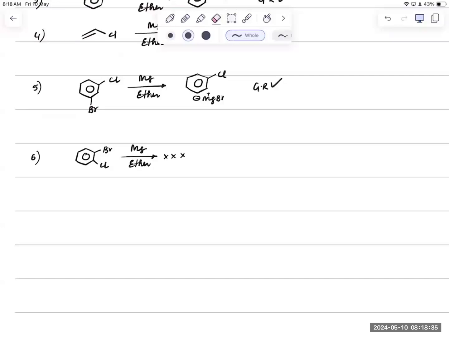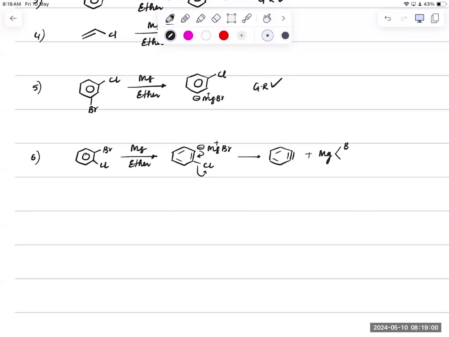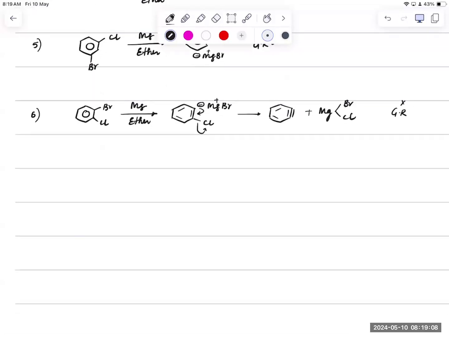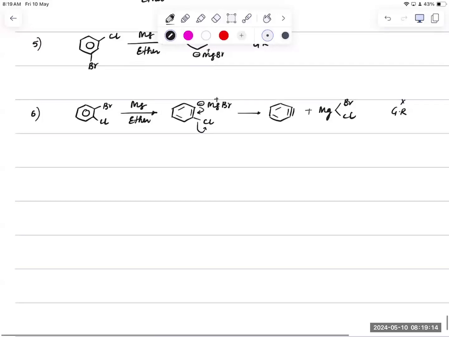How is that? See, the problem here is again the same logic. So first we will get minus charge here like this with Mg plus and Br minus, okay, and we have Cl here. So internally again this will push, this group will come out. So thereby we will get a benzyne intermediate, and we'll get Mg, Br and Cl like this. So instead of getting Grignard's reagent, here no Grignard's reagent is formed. Okay, clear everyone? Right.